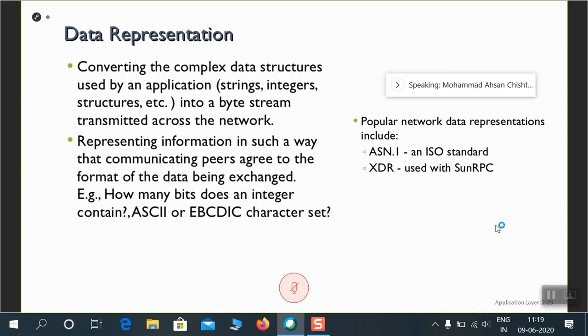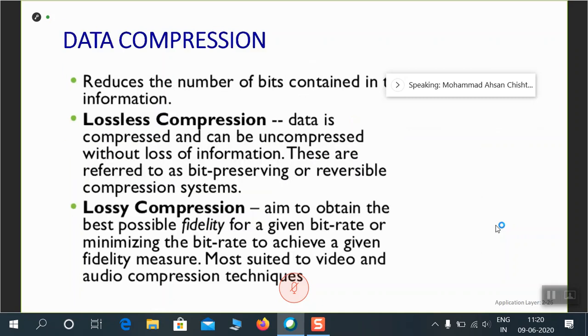What would be the syntax and semantics? One's complement, two's complement representation, data structures, strings, integer structures, and so on. If there is any special processing to be done, this is what we mean by data representation, and the presentation layer is supposed to take care of it. Popular data representations are ASN.1 and XDR, where ASN.1 is an ISO standard and XDR is used with Sun RPCs. This is the first thing.